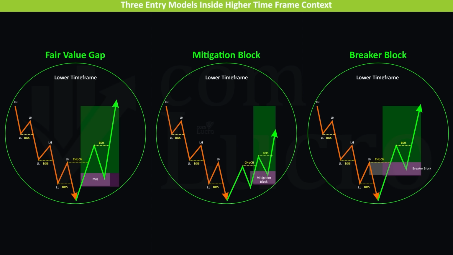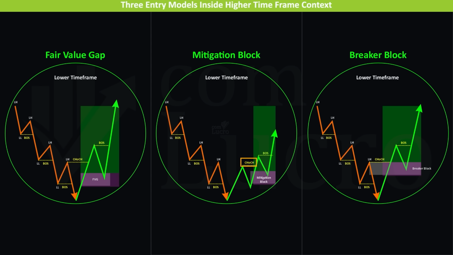In the second entry approach, once price revisits the higher time frame supply or demand zone, the formation of a mitigation block on the lower time frame presents a strong opportunity to enter a long trade. For a bullish mitigation block to develop, price must first form a swing low, followed by a swing high, and then a higher low. From there, price should produce a bullish displacement that closes above the prior swing high, creating a market structure shift.